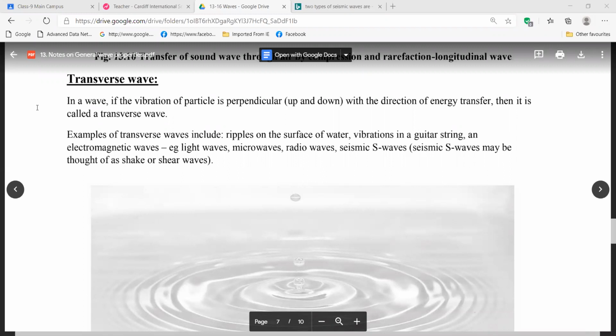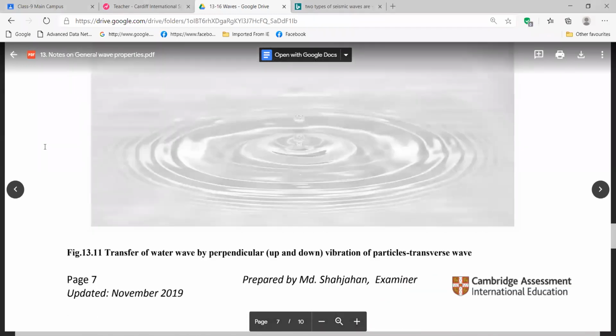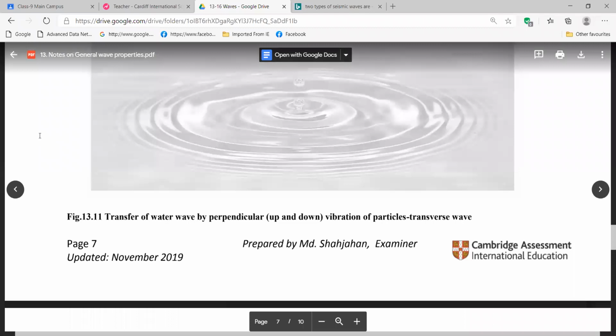Okay, in earthquake we are getting it. When the vibration is perpendicular, at that time we are having shear wave, transverse wave. So transfer of water wave by perpendicular or up and down vibration of particles is called transverse wave. It is one of the examples of transverse wave.